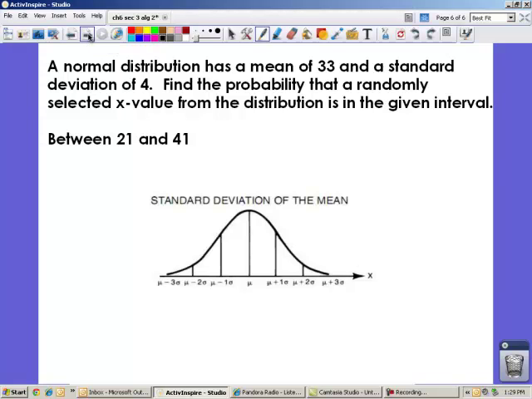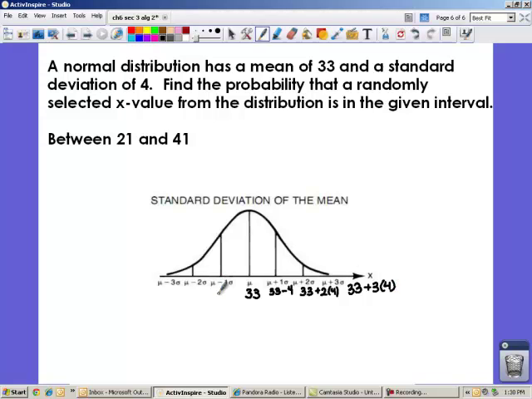A normal distribution has a mean of 33. So already I'm just going to label this 33 because that is what our mean is. And then a standard deviation of 4. So if I wanted to calculate this out, we're going to follow the symbols, what they say. We have 33 plus 1 deviation. The deviation is 4. Then we have 33 plus 2 times 4. And I'm running out of room. And then we have the 33 plus 3 times 4.